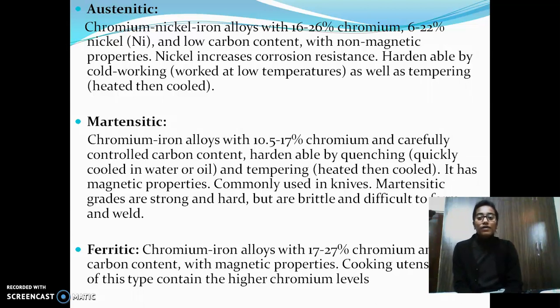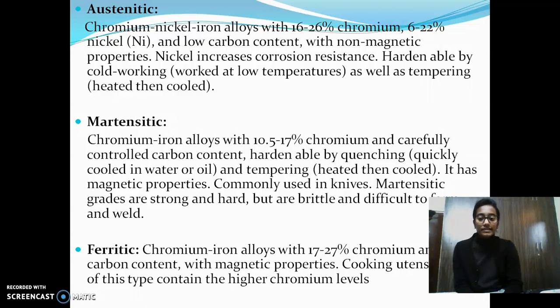Coming to martensitic stainless steel. It is chromium iron alloys with 10.5 to 17% chromium and carefully controlled carbon content. Hardenable by quenching and tempering. It has magnetic properties. Commonly used in knives. Martensitic grades are strong and hard, but are brittle and difficult to form and weld.